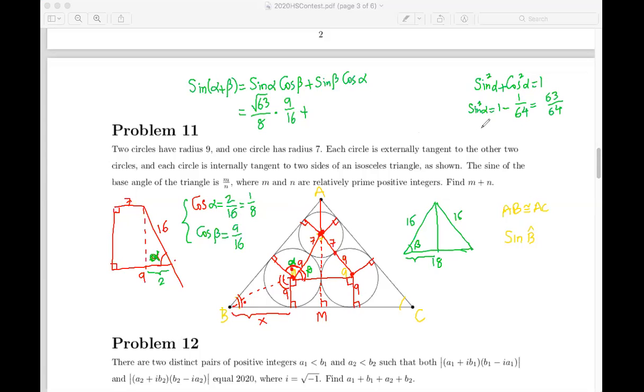Using the same identity for beta, we can compute sine beta. So sine beta is the radical of 1 minus cosine squared, so that's 9 over 16 squared. And therefore, that's going to be, what, over 16, the radical of 16 squared minus 9 squared. And 16 squared minus 9 squared is 16 minus 9, that is 7, times 16 plus 9, which is 25. And so that's just 5 over 16 times radical 7, times cosine alpha, which is 1 over 8.